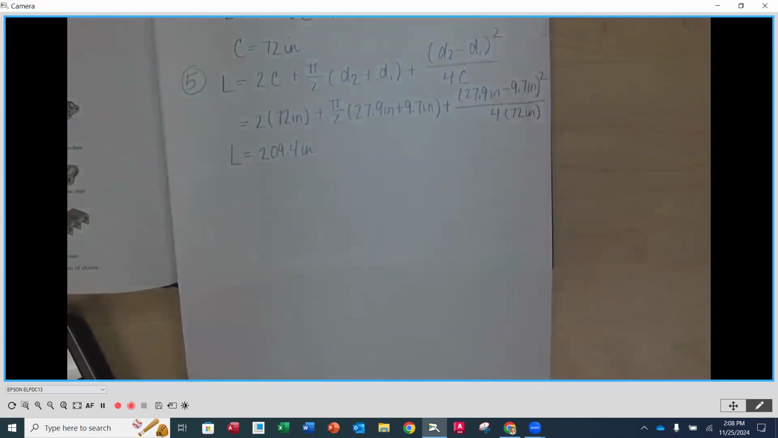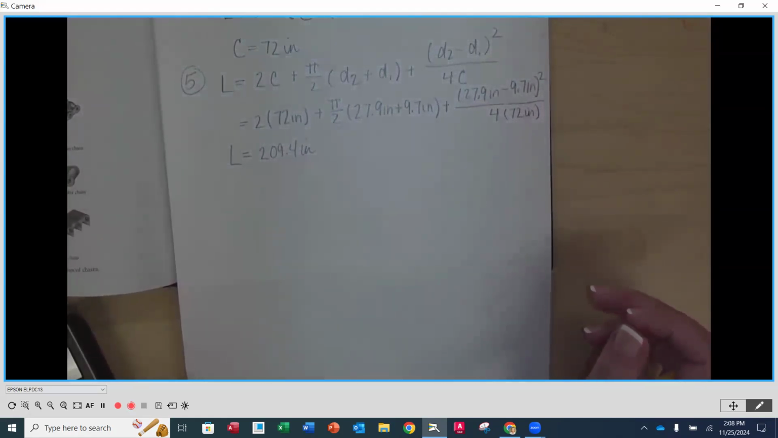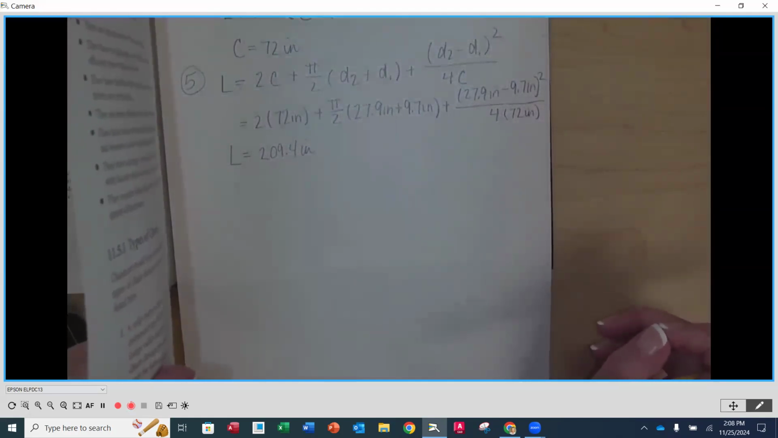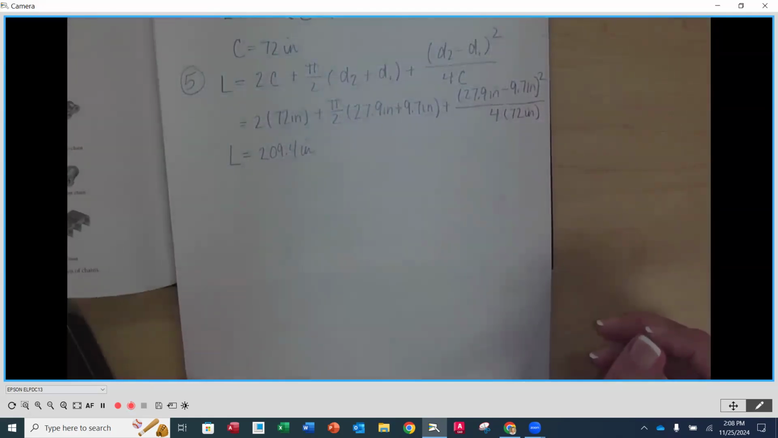I got 209.4 to start out with, but I didn't verify it yet. So let me know if you get that same number. Oh, we used 10.2. They use 10.2 for their diameter one, so their number is going to be a little bit different than ours. We use the 9.7.